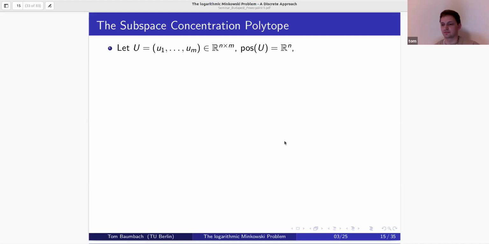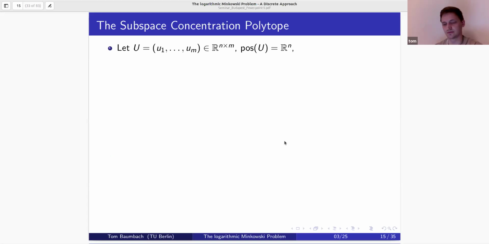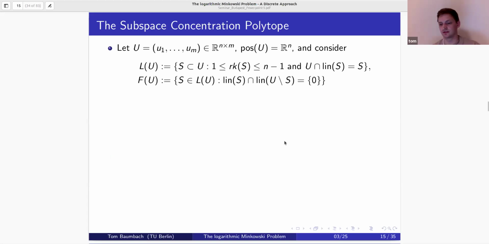Now we look at the subspace concentration polytope. So if we look again, we have an inequality and we have an equality case. So we could just use these inequalities to define a set, and we will call the set the subspace concentration polytope. In order to distinguish these two cases where we have strict inequality or we have equality, we define two subsets. We define L(U), which consists of all subsets S of U such that these correspond to proper linear subspaces in the sense that the rank of S is between 1 and n-1, and also we want that the set S is closed, which comes from matroid theory, and to write it down, it's just U intersected with the linear span of S equals the set S itself. Okay, this set should correspond to the strict inequality.